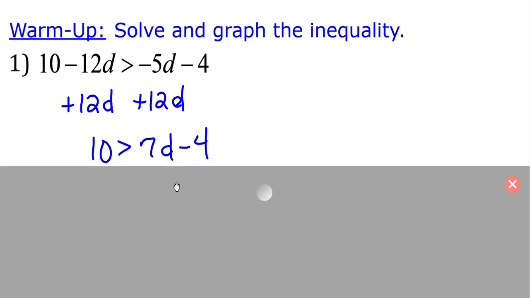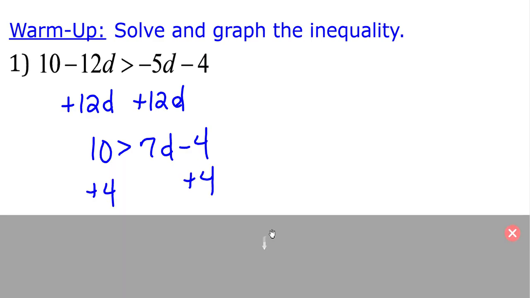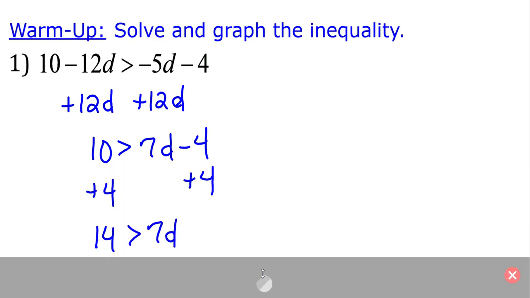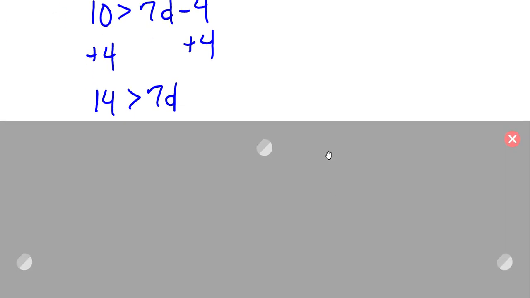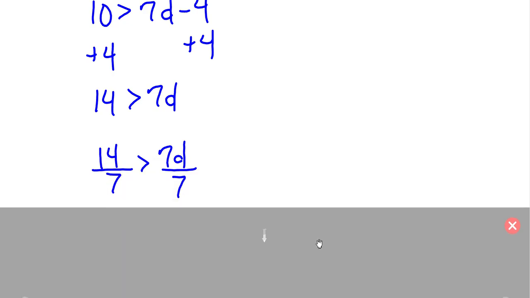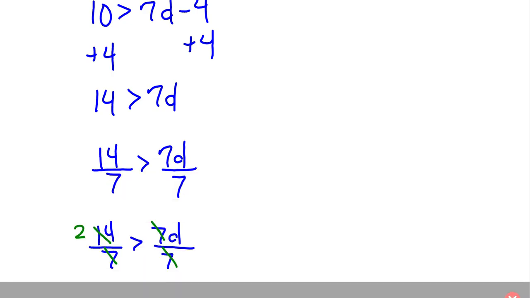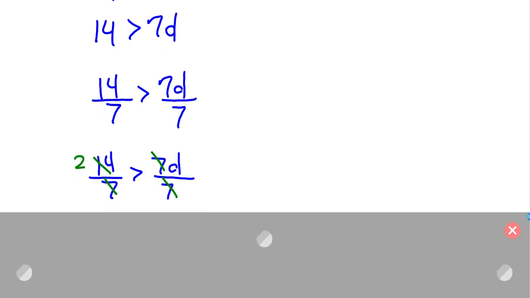The variables are together, so we're going to undo the order of operations. So I see that subtraction of 4; to undo that, I'll add 4. So now 14 is greater than 7d. I have a multiplication going on. To undo that, I need to divide by 7 on each side. So I'll have 2 is greater than d.